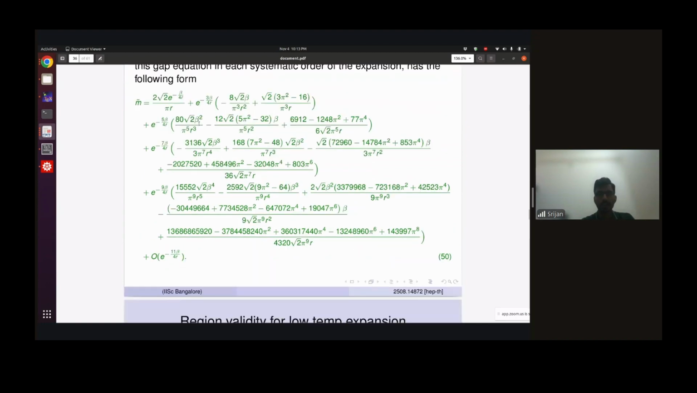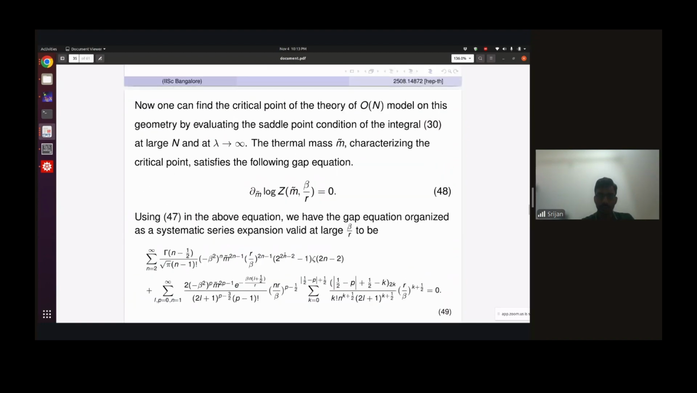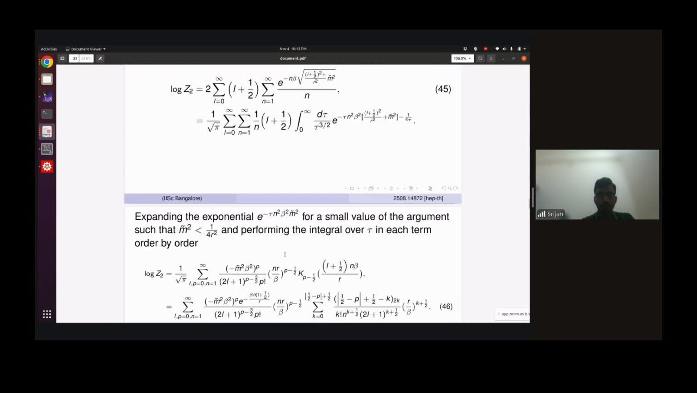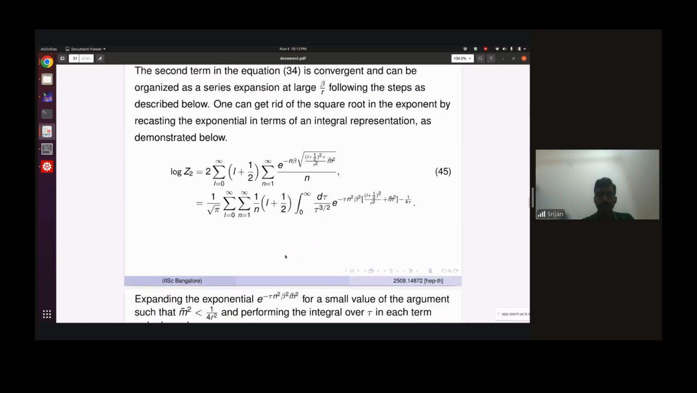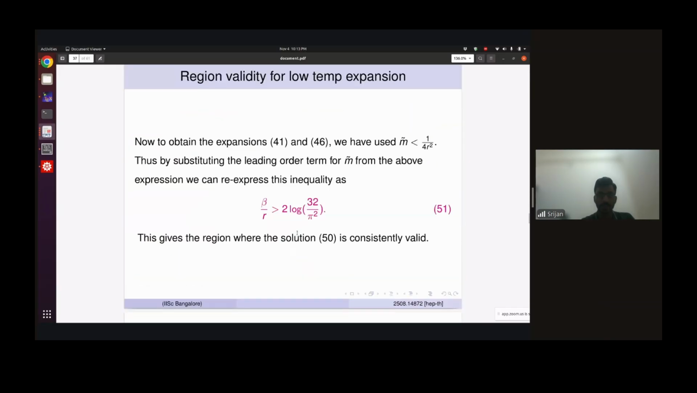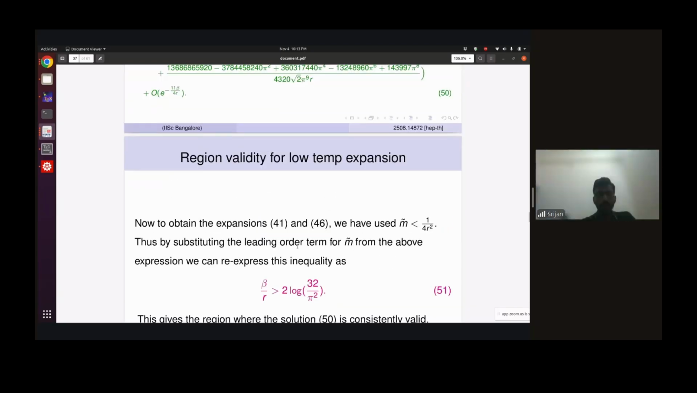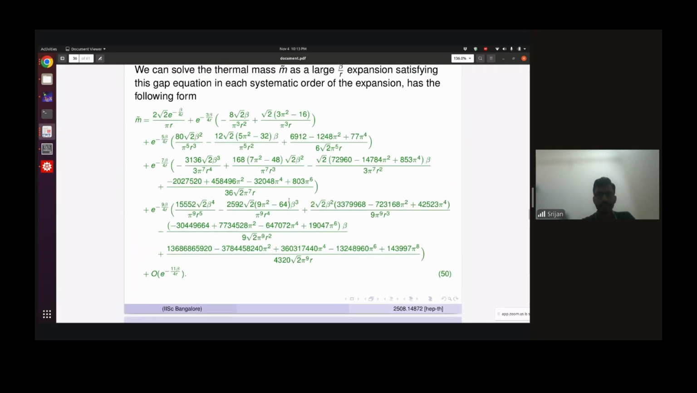This condition is saying where this derivation is consistent, right? The derivation I am doing from here, I am expanding in small m and so on. So in what region are those consistent? That is what this beta by R greater than this value says. I don't know if you can say directly that this is exactly a radius of convergence. I'm not sure about that.